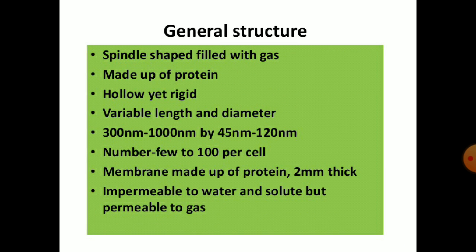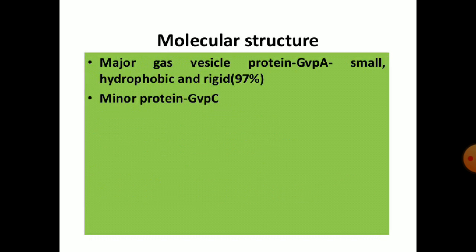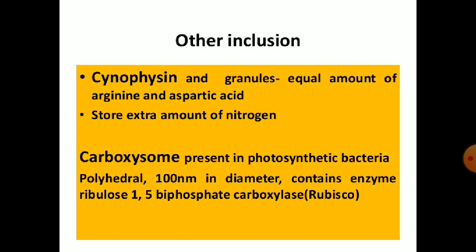General structure: spindle-shaped, filled with gas, made up of protein, hollow yet rigid, of variable length. The diameter is 300 to 1000 nanometers by 45 to 120 nanometers, with a number of a few to 100 per cell. The molecular structure has a major gas vesicle protein, GvpA, small, hydrophobic and rigid, making up 97%, and a minor protein, GvpC. Other inclusions are cyanophycin granules.